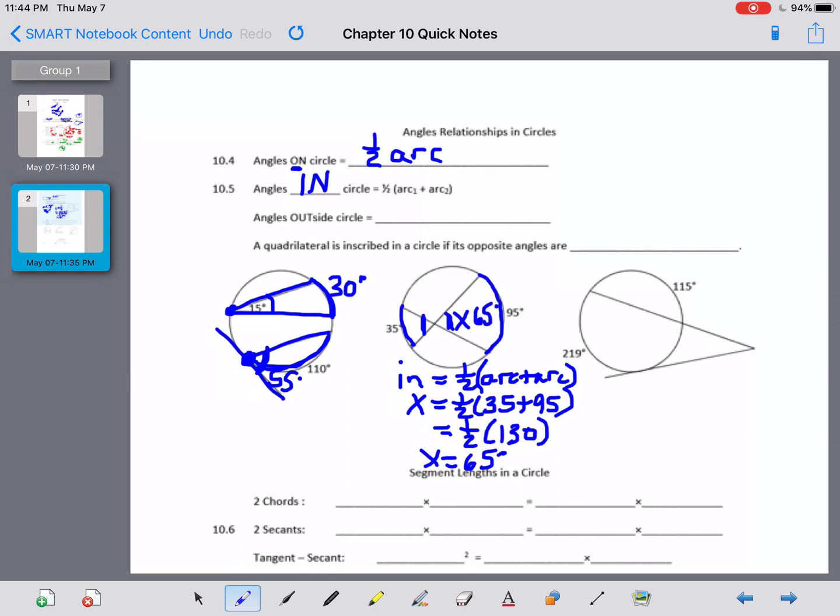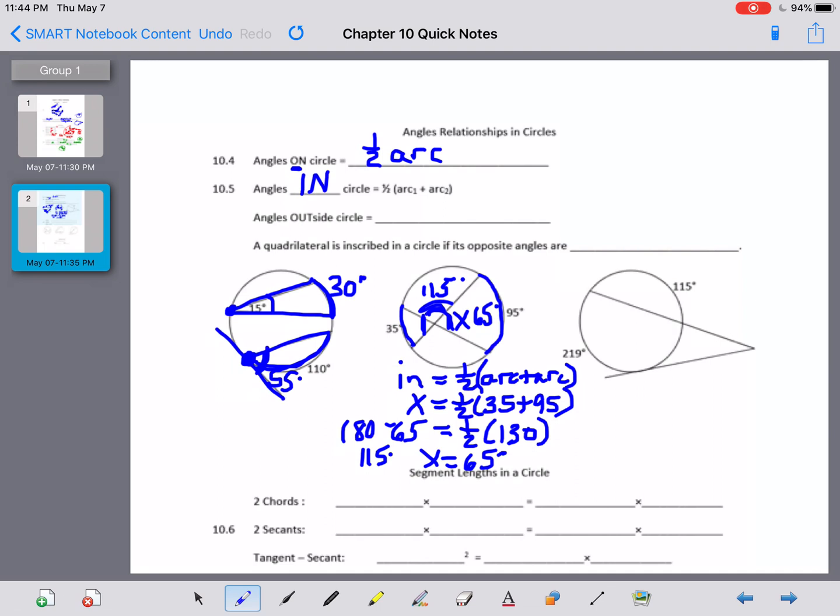Now, if you happen to want this other angle, just do 180 minus 65 and get your 115 for that missing angle. So make sure you use the numbers given. Don't assign new numbers to those other arcs because you don't know those, okay? But in equals half that.